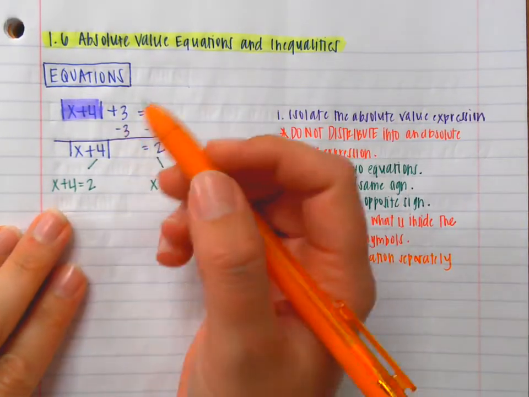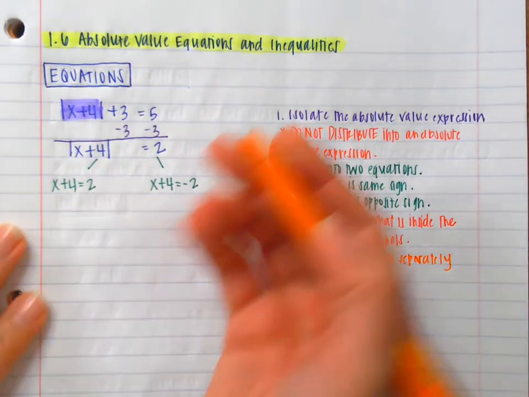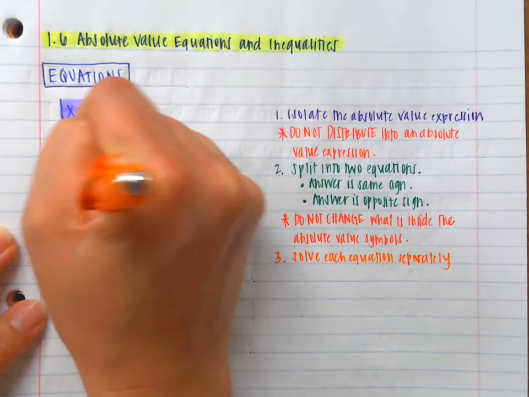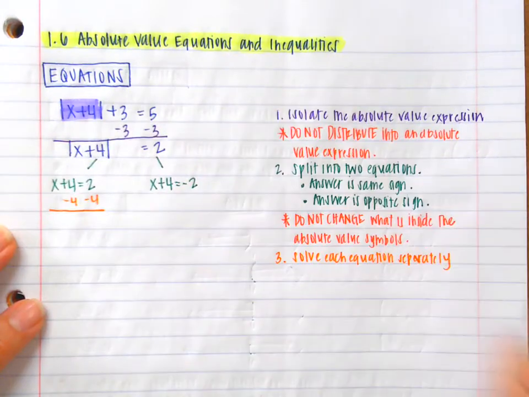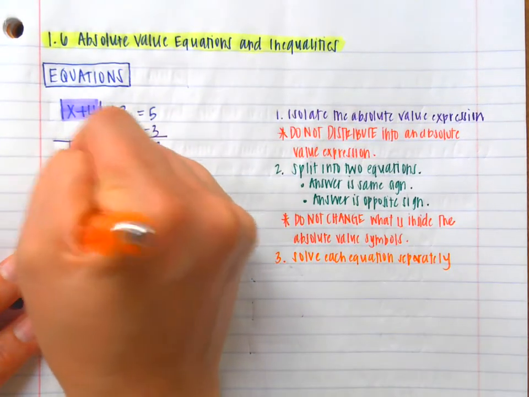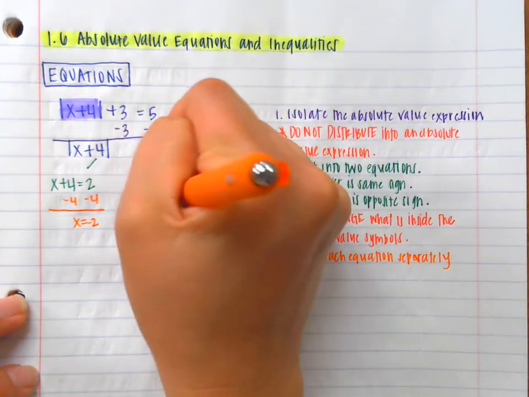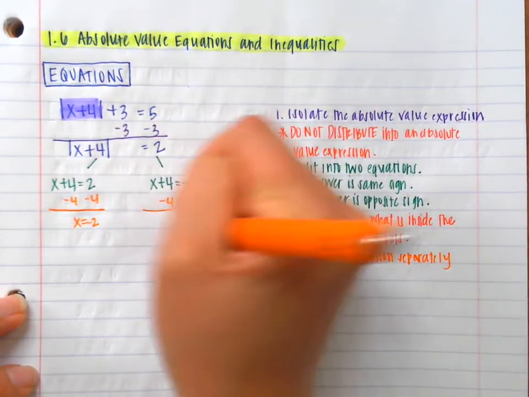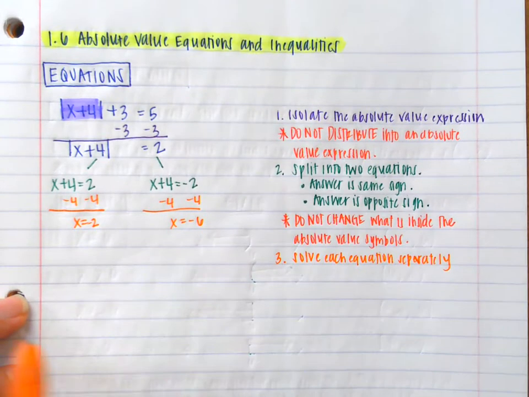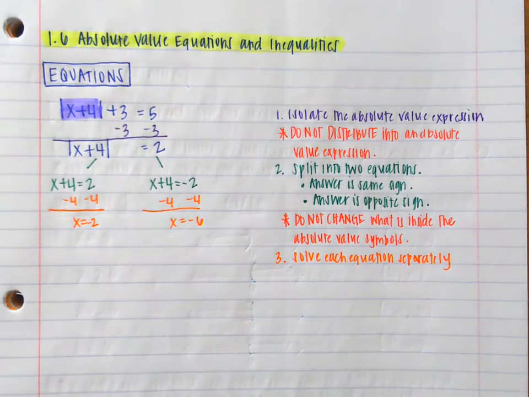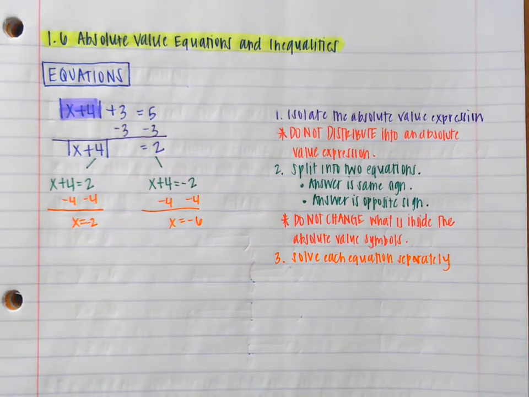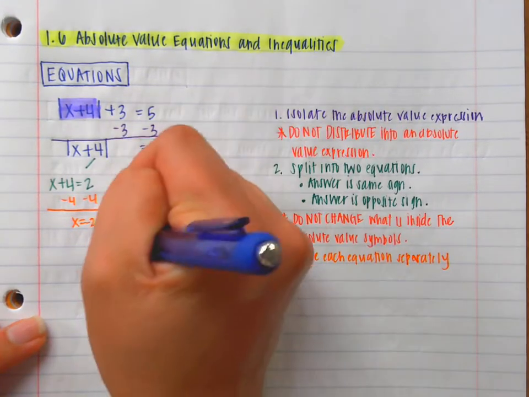Okay, so we're going to solve each equation separately. So all we're going to do is I'm just going to look at this one on its own. I'm going to subtract 4 from both sides. And I get x is equal to negative 2. And then I'm going to subtract 4 from both sides here. And I get x is equal to negative 6. And now I have my two solutions. My two solutions are x is equal to negative 2 and x is equal to negative 6.